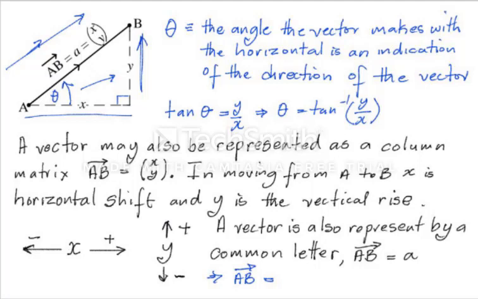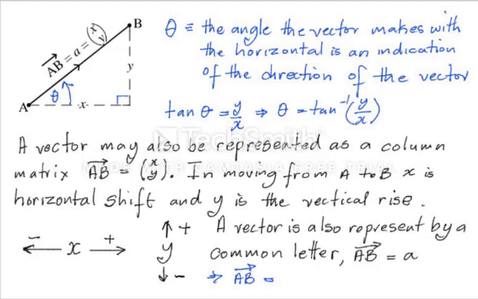All right. So x is negative if you're moving to the left, and x is positive if you're moving to the right. All right, that's something to remember. y is positive if you're moving up, and y is negative if you're moving down.